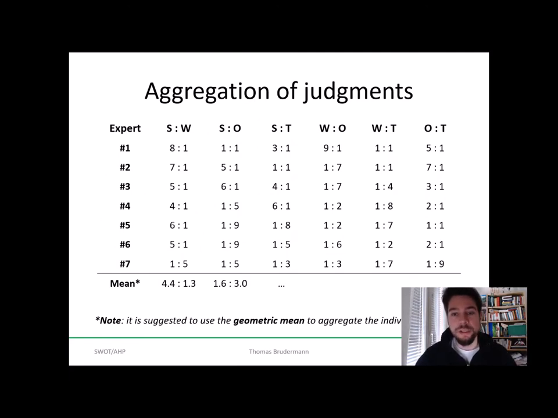If we ask more than one person to come up with such pairwise comparisons, we also need to aggregate their judgments. And here is an example how this can look like. So here we have seven experts who all came up with comparisons for the SWOT categories. And then we basically just calculate the geometric mean for their judgments as being shown here. So you basically just calculate the geometric mean of all these numbers here. And this is then what you put into the matrix for further calculation.